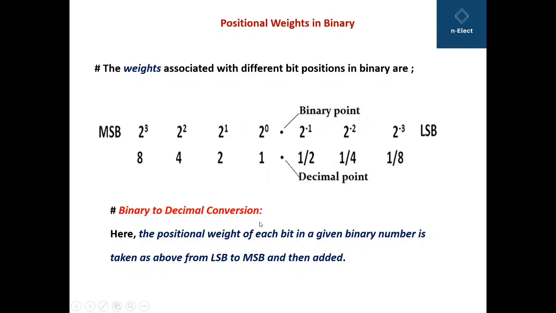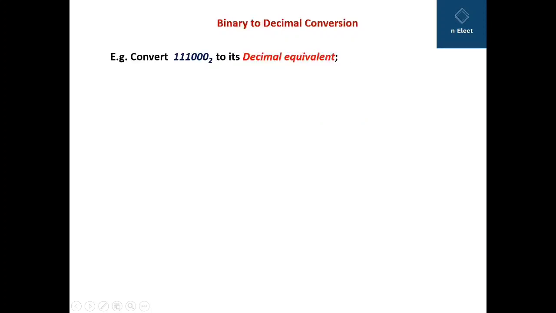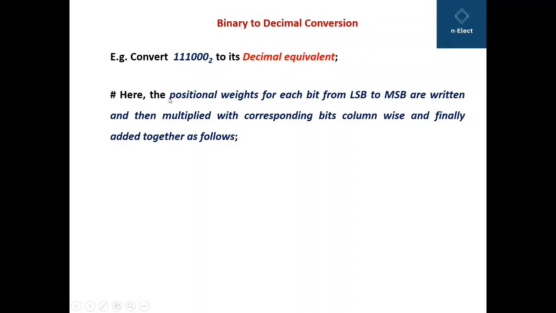Binary to decimal conversion. Here the positional weight of each bit in a given binary number is taken as above from LSB to MSB and then added. We will see through an example how binary numbers are converted into decimal equivalents. Now the problem given is 111000 binary, and we are to convert this binary into the decimal equivalent. Here the positional weights for each bit from LSB to MSB are written and then multiplied with the corresponding bits column wise and finally added together as follows. So we will see it in detail.